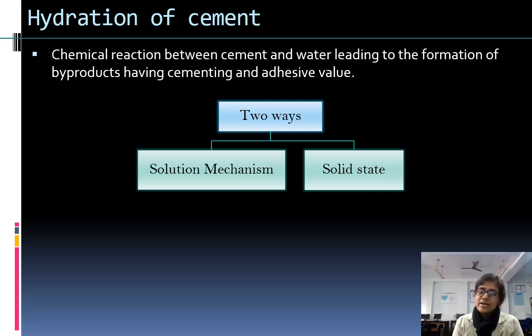So the solution mechanism is occurring essentially in the early stages, when cement is being added to water. There is a lot of water to react with, and they are forming saturated precipitations. And in the later stage, when there is sufficient precipitation, the solid-state mechanism is taking place, right? So this is how we understand the hydration of cement.